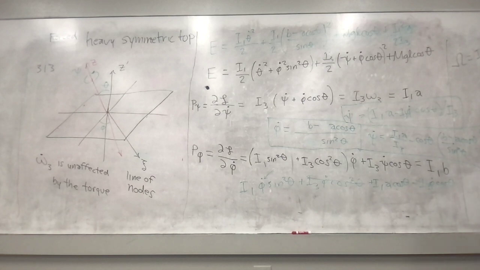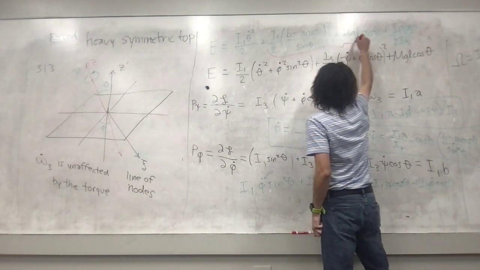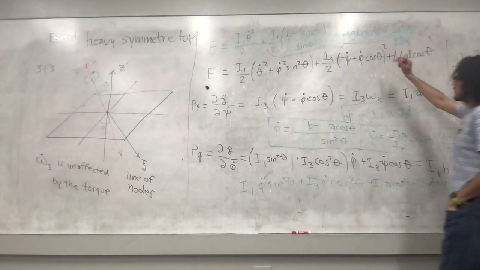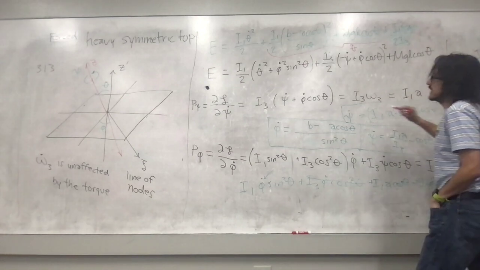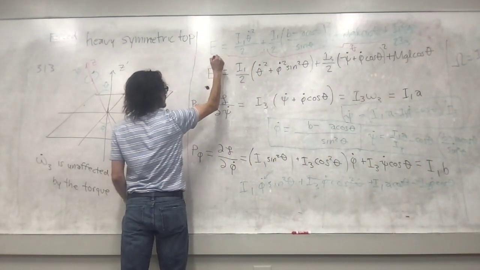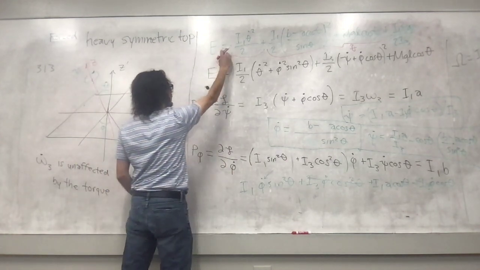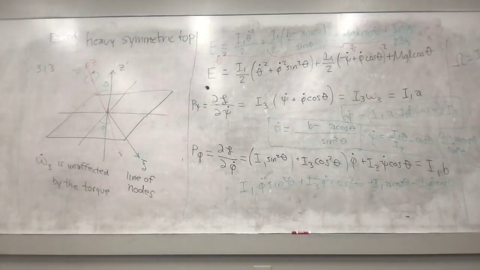And what's really important to notice here is that this term depends on theta, and this one depends on theta dot. And there's a square there. So what is that? Close? I don't know. It's definitely something simple.